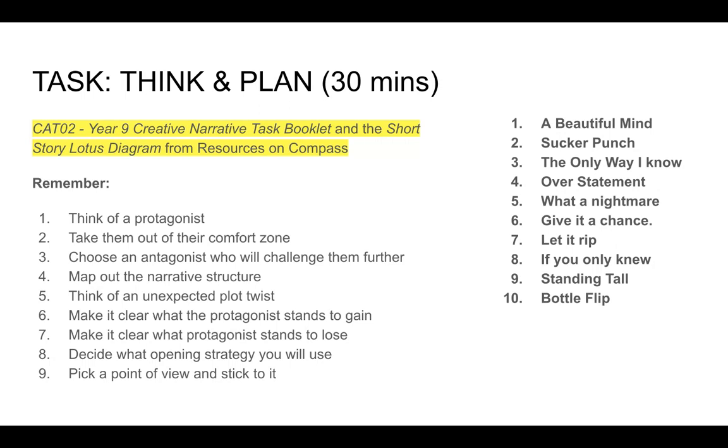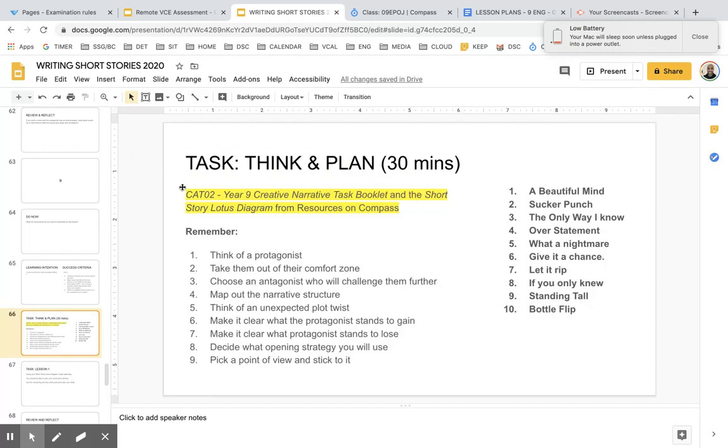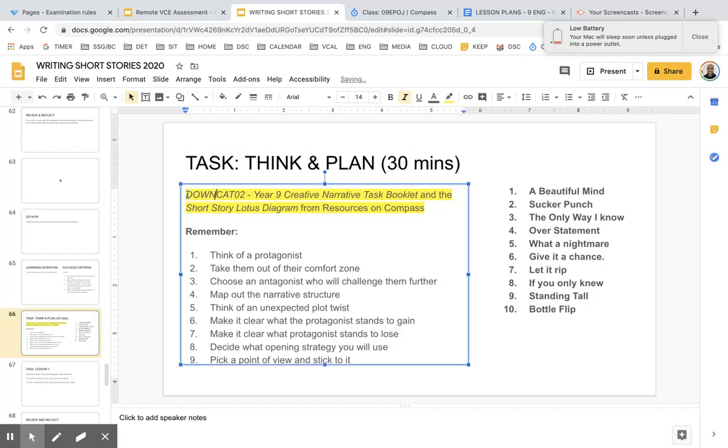So this is the Think and Plan slide that I wanted to draw your attention to. In yellow, it highlights the CAT02 Year 9 Creative Narrative Task booklet and the Short Story Lotus diagram that need to be downloaded from the Resources tab on Compass. So I might just quickly type in download so that makes sense. All right.